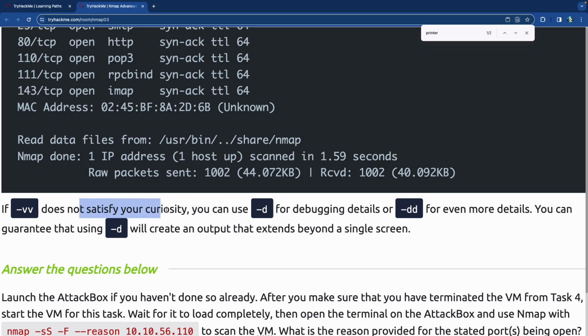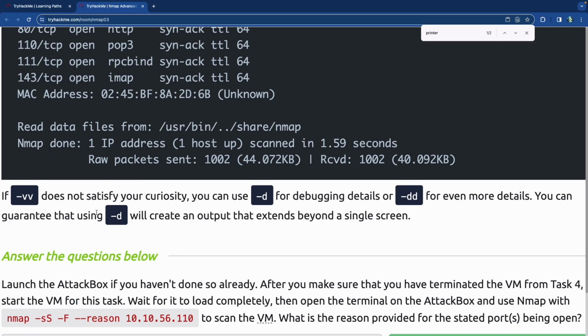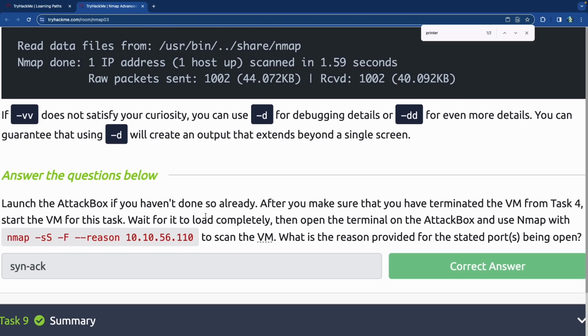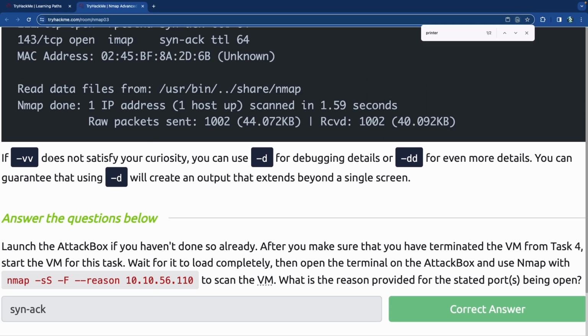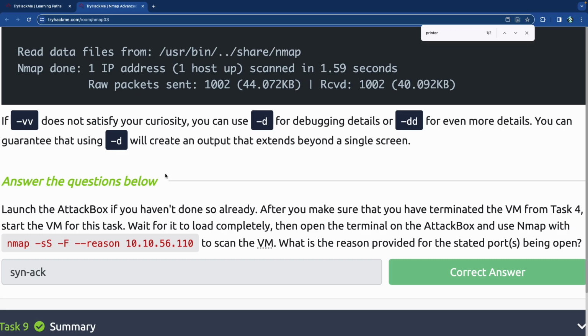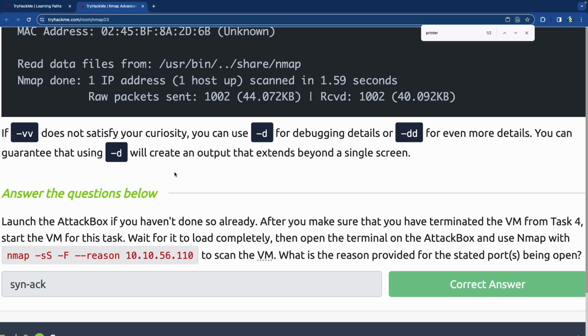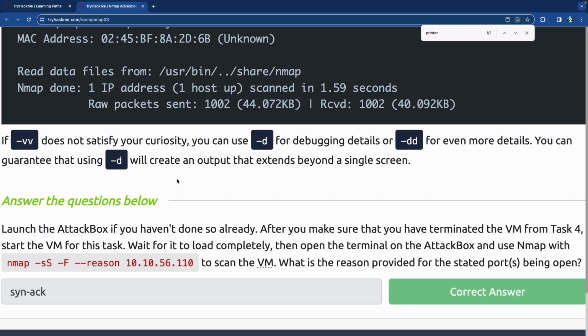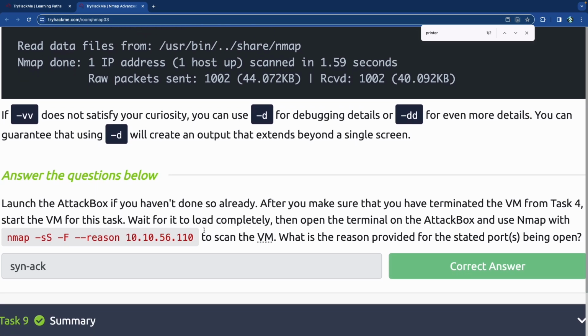So if very verbose does not satisfy your curiosity, you can use D for debugging details or DD for even more details. You can guarantee that using D will create an output that extends beyond a single screen, okay? So just know that it's going to be a long one. Usually verbose does the same thing. When you do VV, very verbose, it also gives you a pretty long response. And so if that's indeed the case, you always want to get into the habit of outputting your scan results into, let's say, a CSV file or an XML file, so that it's easier to navigate and you don't have to be inside your terminal to do it.